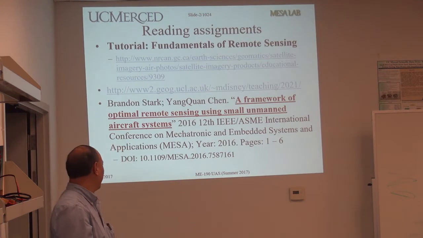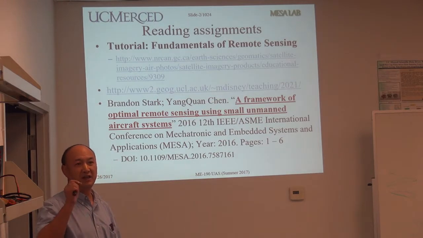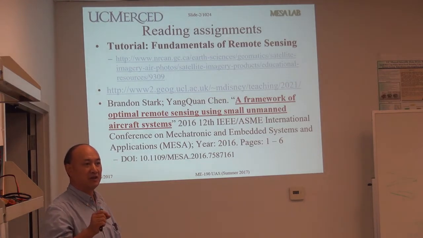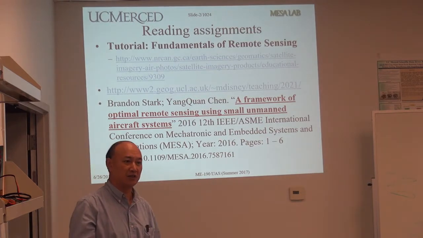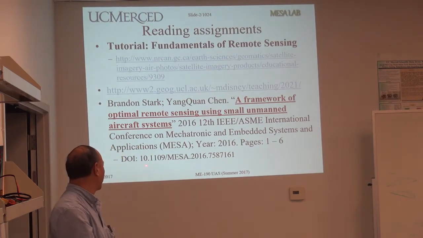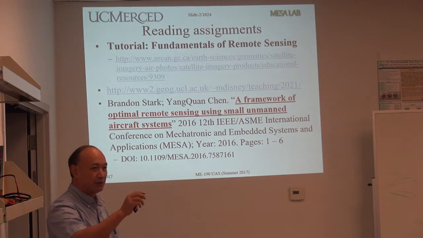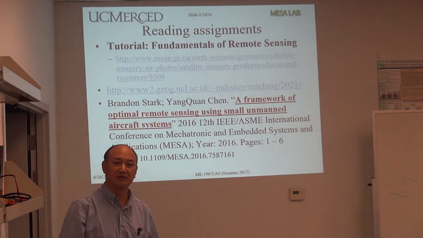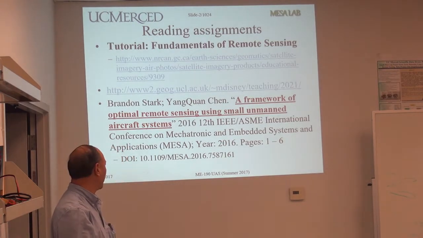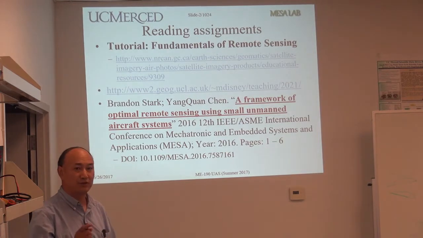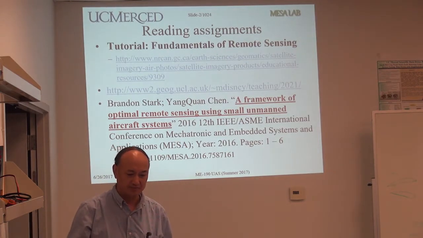Anybody knows what a DOI is? Anything with a DOI has a unique label for an article. It's called Digital Object Identifier, okay? There is a website called doi.org, and there is a small window. You throw in this DOI number, and it will bring you to the PDF of the file, okay? Of course, depending on your subscription. But our UC Merced has a subscription to all the IEEE PDF files, so it's very good.